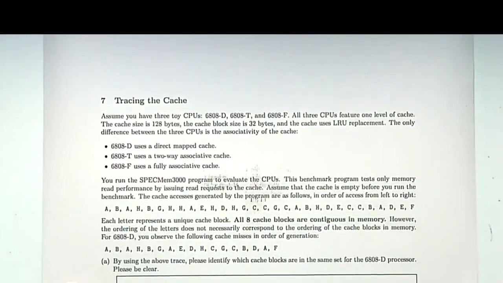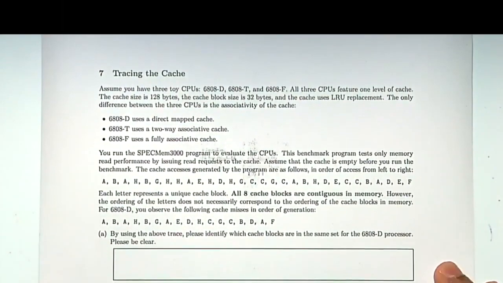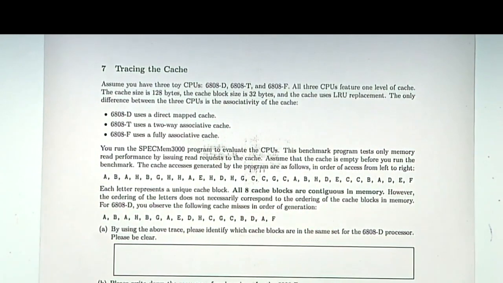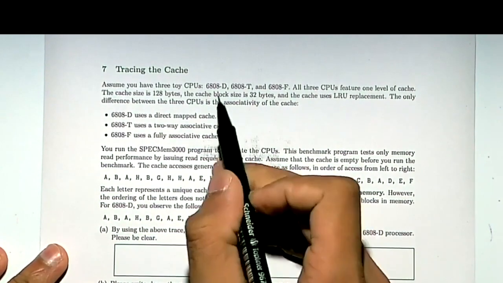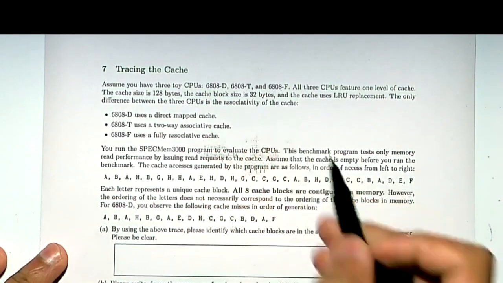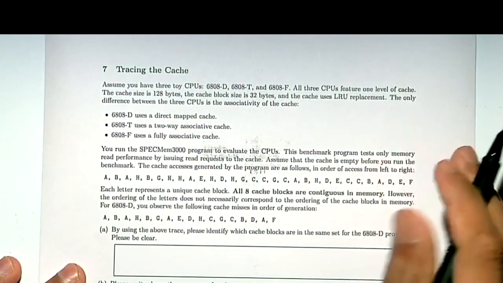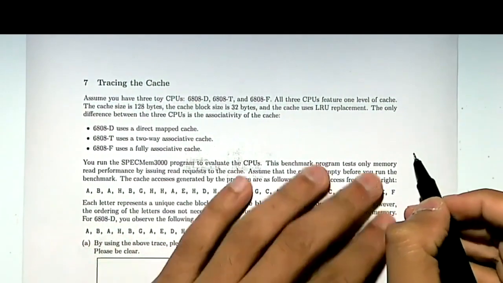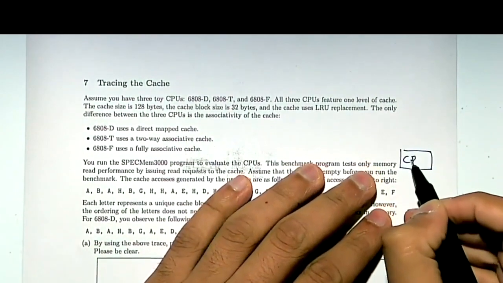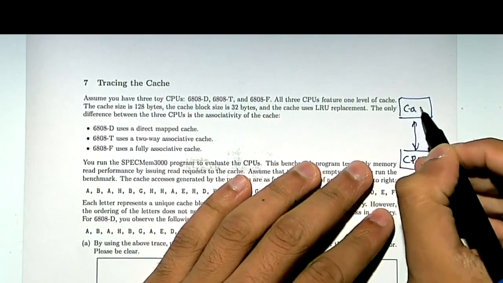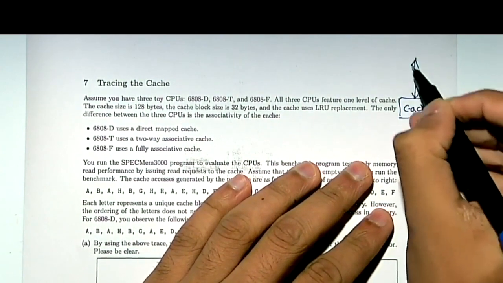So we have a question about tracing the cache. So we spent a little bit of time looking at caches, and so this goes over some of the more fundamental concepts of caching, right? So in this problem, we're saying that we have 3 types of CPUs. We have the 6808 D, T, and F, okay? And all 3 of these CPUs feature 1 level of caching. So the system looks sort of like we have a CPU here, and then we have an interface to a cache, and then the cache interfaces with memory.